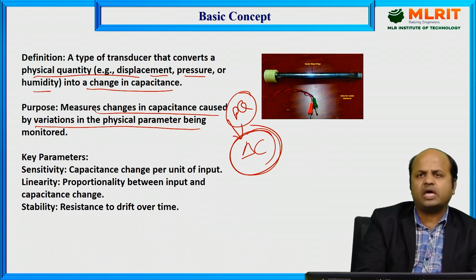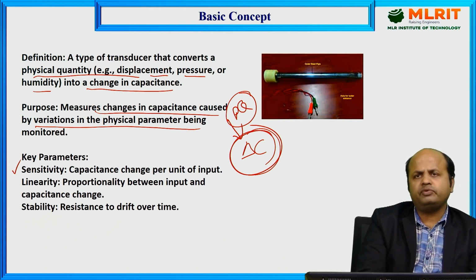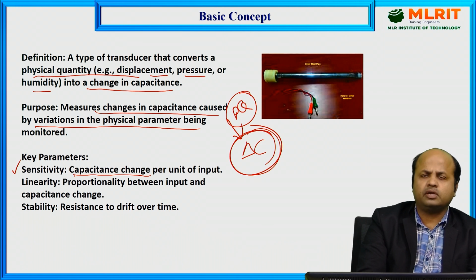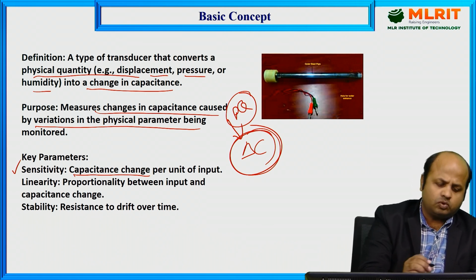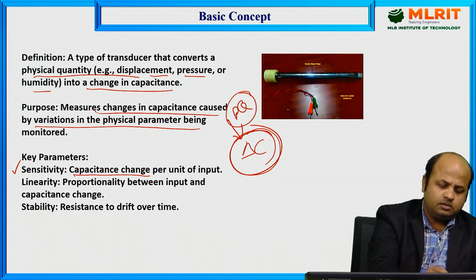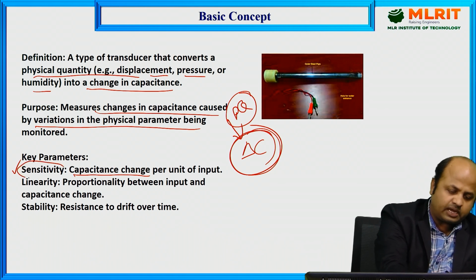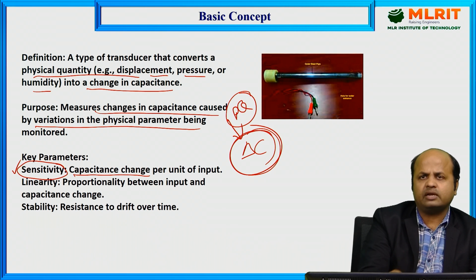What are the key parameters of a capacitive transducer? First and foremost is sensitivity. The sensitivity of a capacitive transducer is the capacitance change per unit input, per unit physical quantity input. To have a good capacitive transducer, its sensitivity should be very high. Then only we can get highly accurate results.